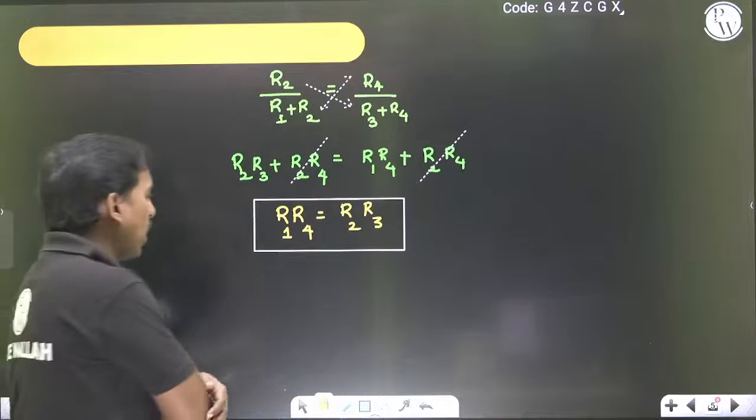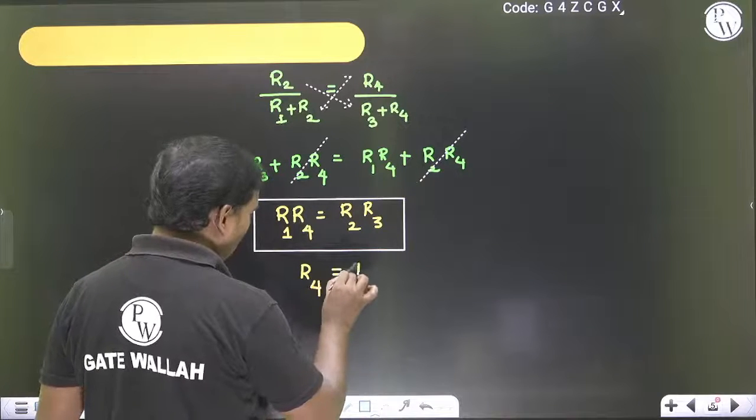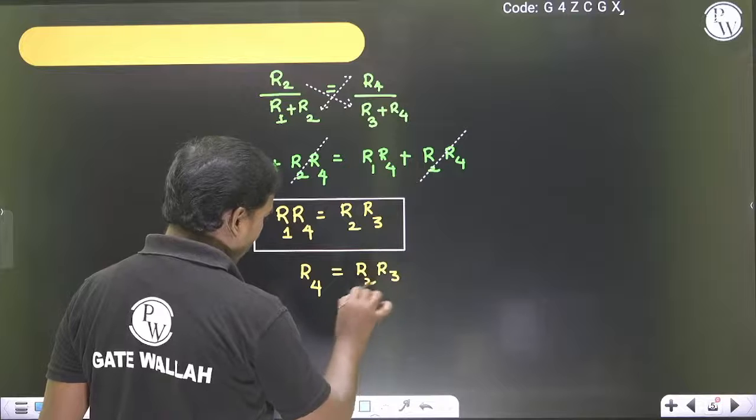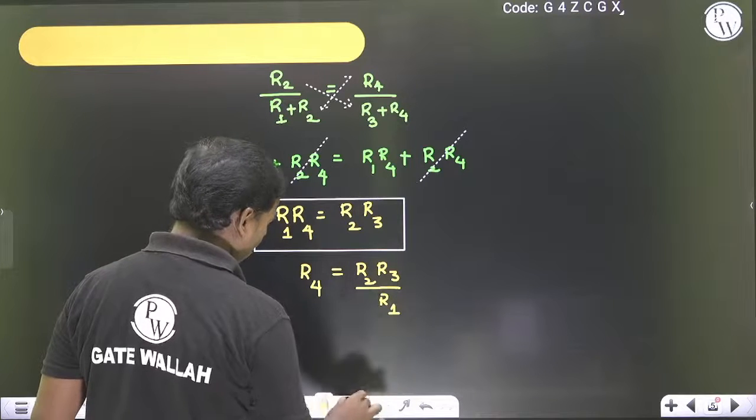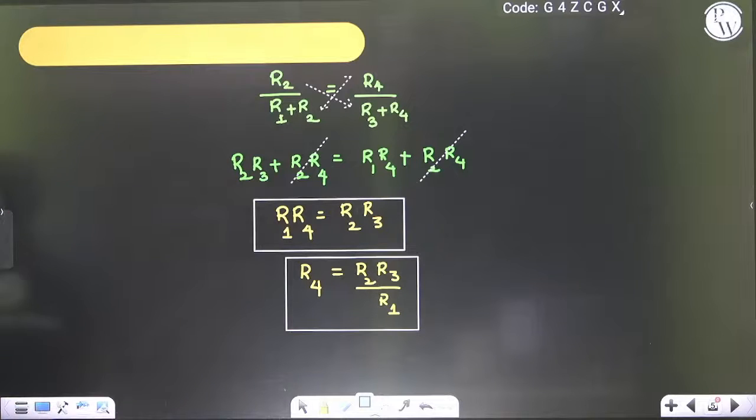Suppose you want to know the unknown resistance R4. If R4 is the unknown resistor, I can write R4 is equal to R2 R3 by R1. Like that I can write.